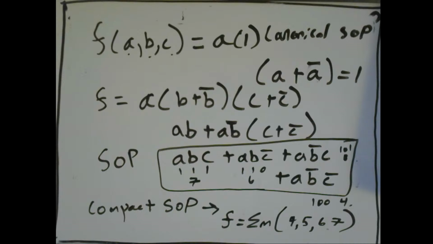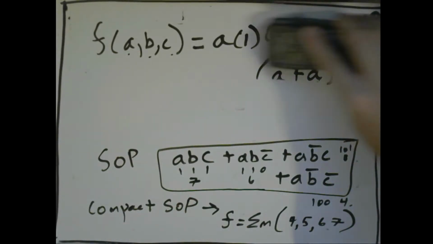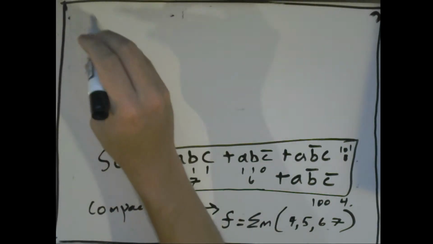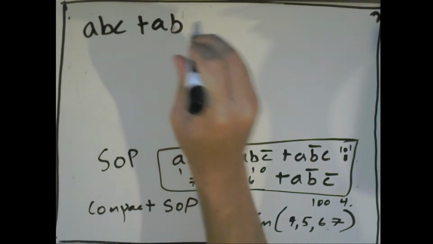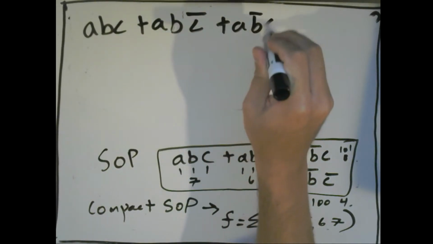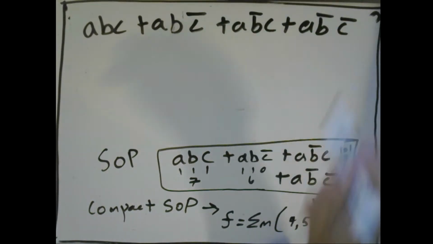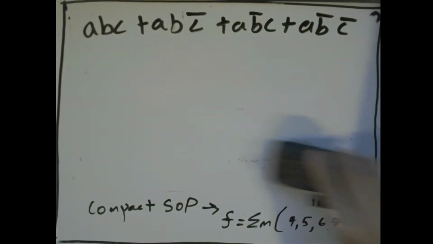Right, okay, so we have this. Let's reorganize things here. So this was our canonical statement, right? A, B, C naught plus A, B naught, C plus. And we had our compact SOP, right?